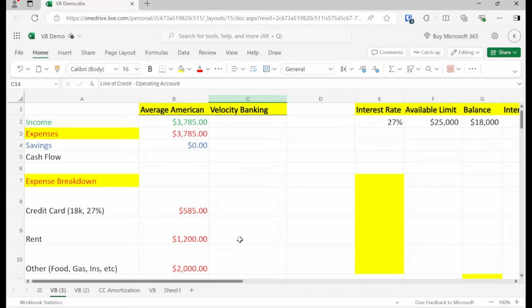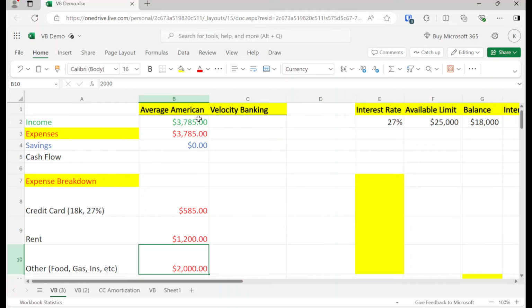So in this situation, we made it really simple. We have a credit card, right? We have one credit card where we somehow got $18,000 in debt, and our payment is about $585 a month. And then we have rent for $1,200, other food, gas, insurance, we'll say $2,000 a month, and we're in a zero cash flow paycheck to paycheck scenario, and we're not making that much money.